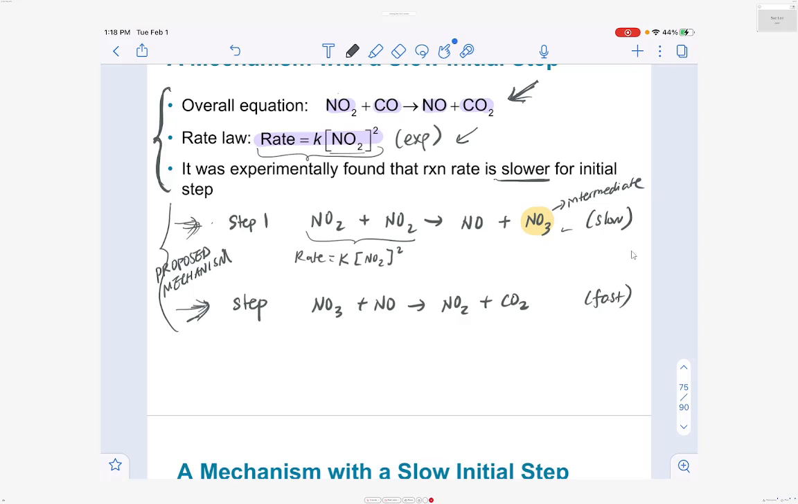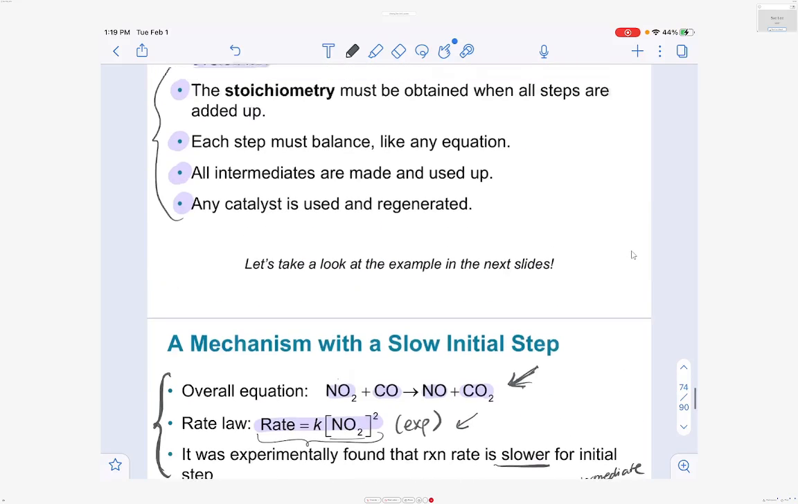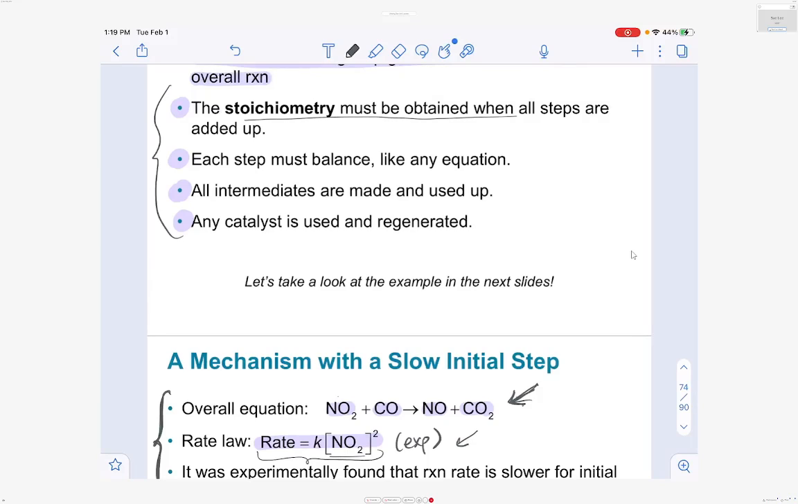Okay, proposed mechanism. These are the step one and step two that we have proposed. We want to check and see if this step one and step two mechanism meets the plausible mechanism criteria or not. The criteria are: the stoichiometry must be obtained when all steps are added up. Each step must balance. Intermediates should be made and used up. We didn't use any catalyst.